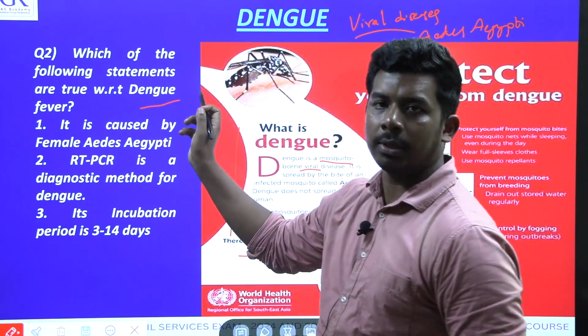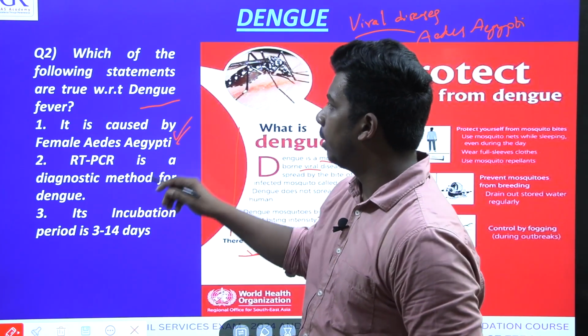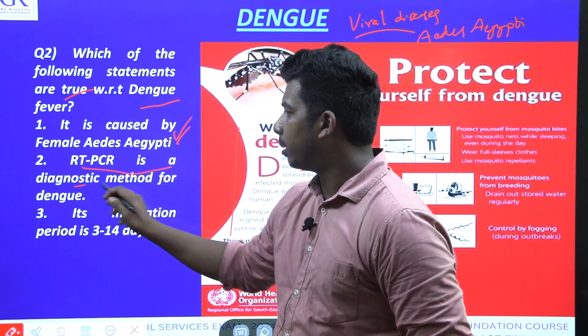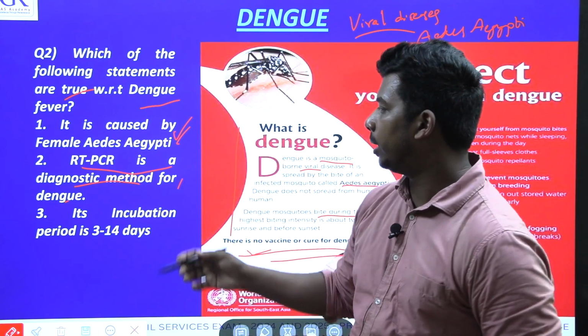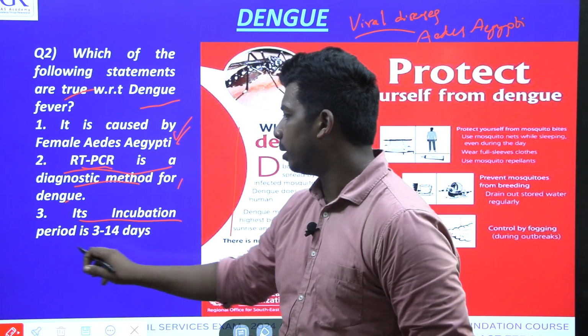So here is a sample question on dengue. It is caused by female Aedes aegypti. Yes, right. The statement is true. RT-PCR is a diagnostic method of dengue. Yes, RT-PCR can be a diagnostic method. We all have seen it during COVID. Again, its incubation period is 3 to 14 days.